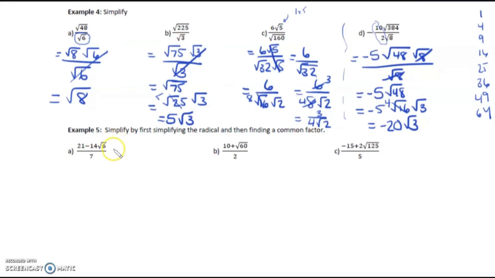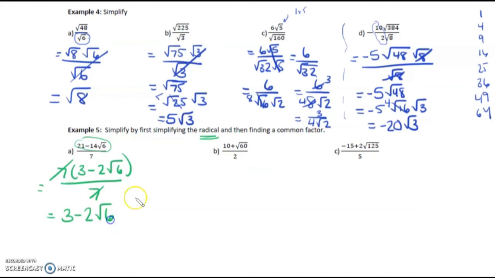Okay, more practice. Simplify by first simplifying the radical and then finding a common factor. So I'm going to look at the radical. Nothing can be simplified here. So I'm going to pull out a 7. We can factor out a 7 at the top. From 21, 3 is left, and from 14, 2 root 6 is left. So we can cancel those out. And we get 3 minus 2 root 6.